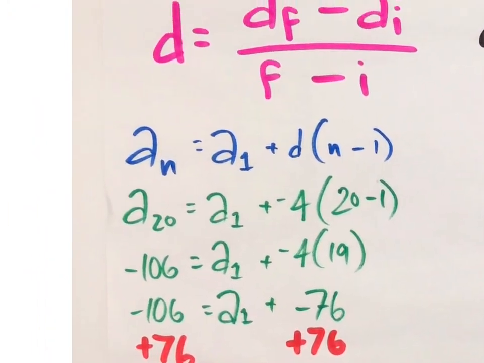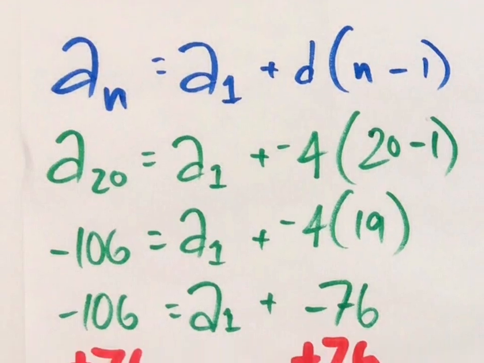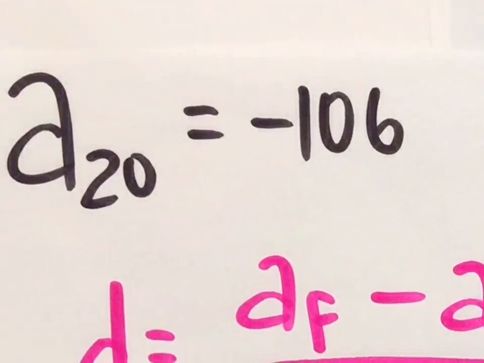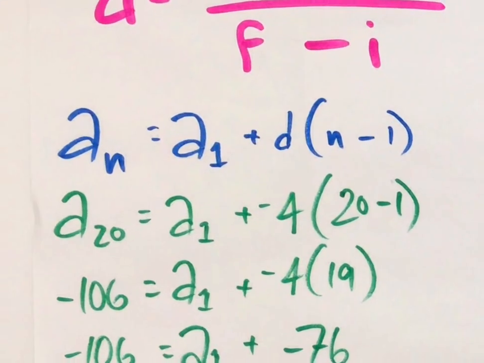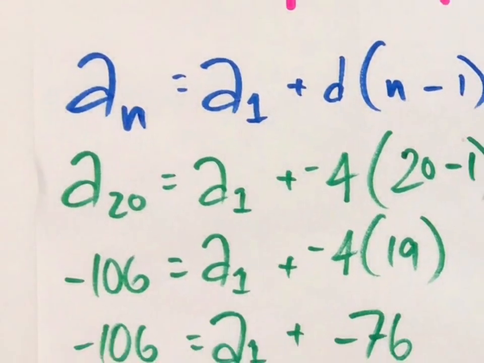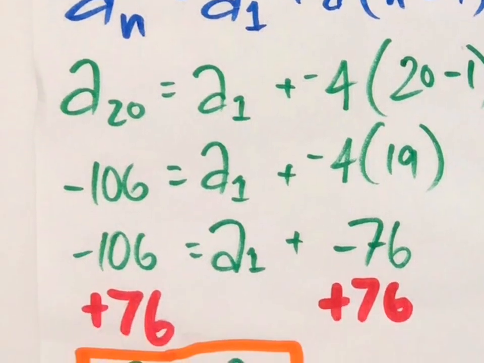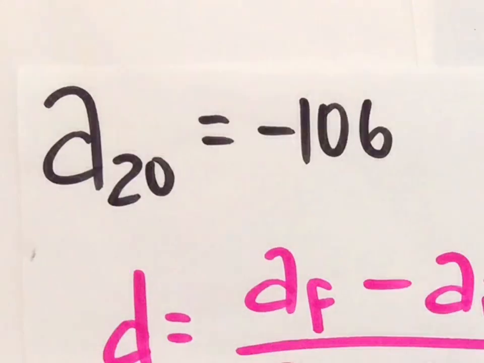So now what we need to do is find a sub 1. So let's take this first term. So we're going to do a sub 20 equals negative 106. And we're going to swap in a sub 20 for a sub n equals a sub 1, we don't know that yet, plus the difference, which is negative 4, times 20 minus 1, which is n minus 1. That's going to give us 19. 19 times negative 4 is going to give us negative 76. Bam. We're also going to change a sub 20 to negative 106 because that is the relationship between the two.